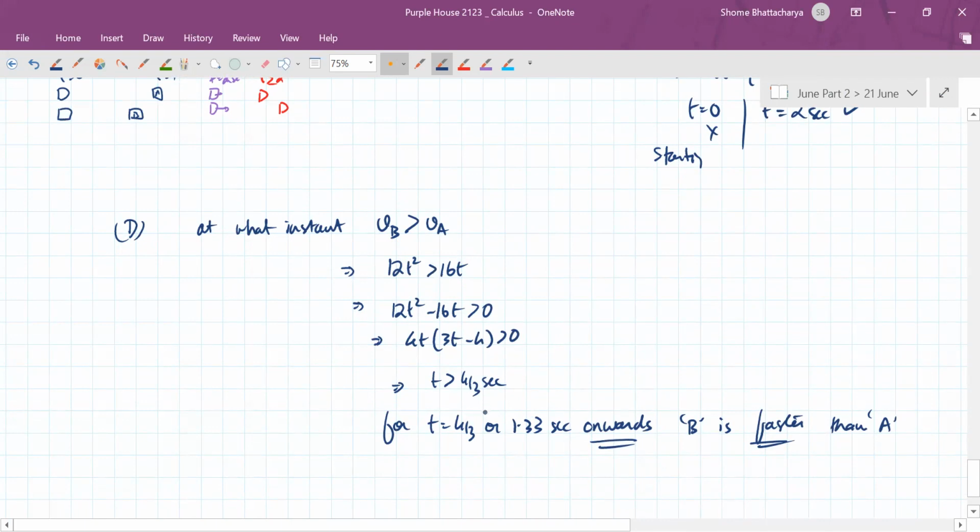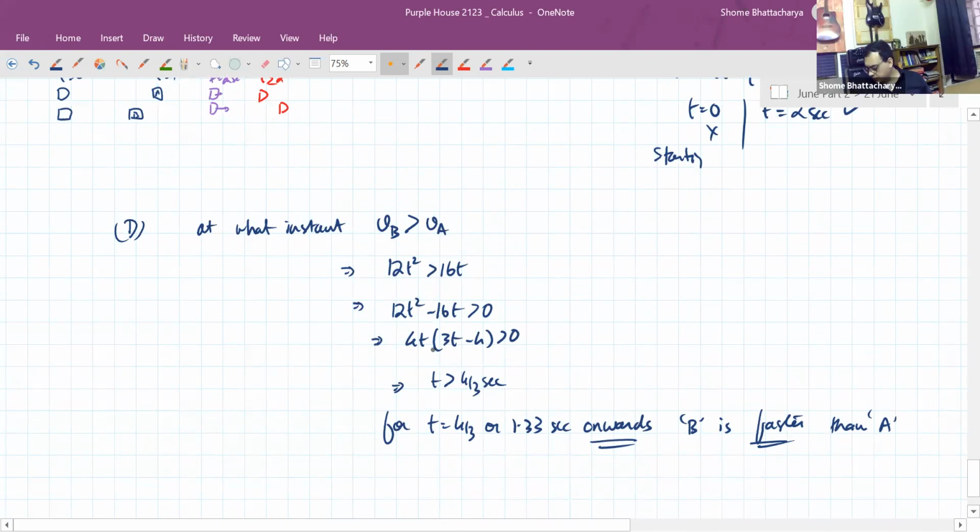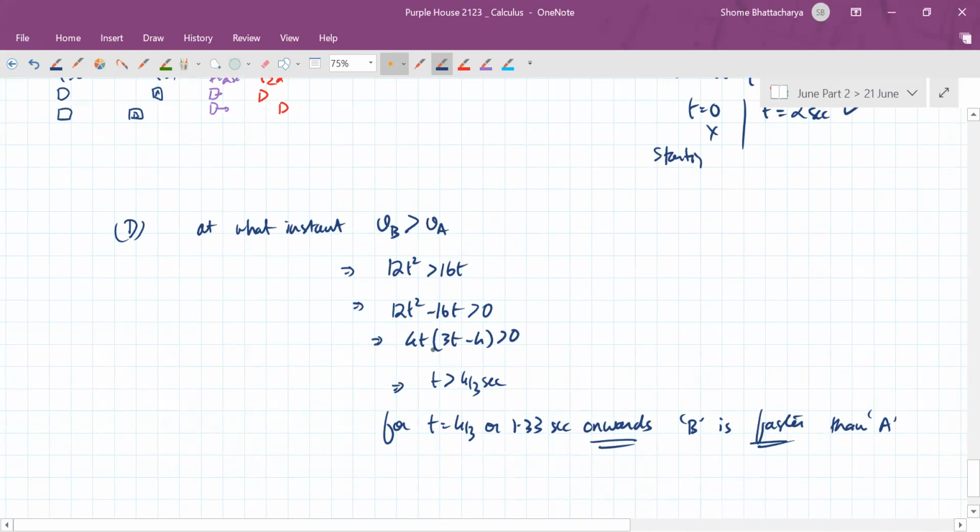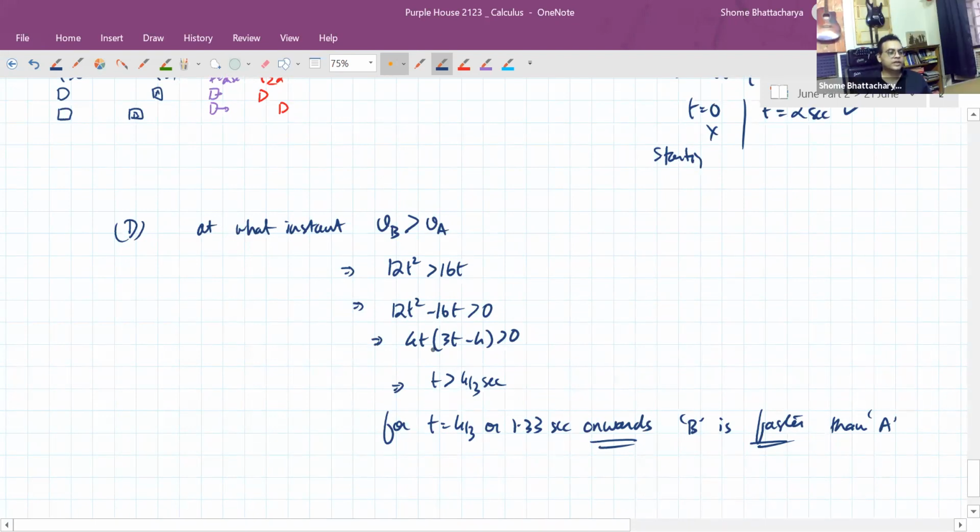Sir, we cannot calculate separately for VB and VA. We cannot what, beta? We cannot calculate it separately. But what is the use of calculating separately? Tell me, na? We want to find the time when we are comparing two things, that VB's value should be greater than VA. So what will be the point of individually calculating VA and VB? We have to compare them, no?